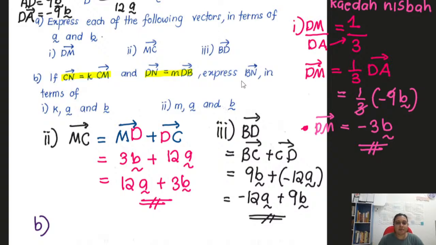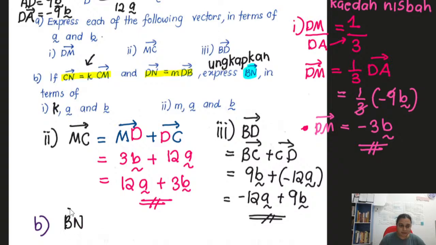Then BN, we need to express. We're going to express BN. With all that's going on now, I hope YouTube doesn't detect that I'm saying something wrong here. BN in terms of K, A and B. So you want to use K, which means you have to use this. So we start off like this.